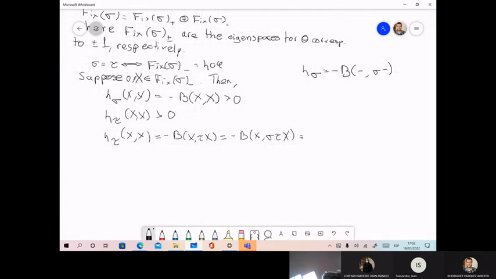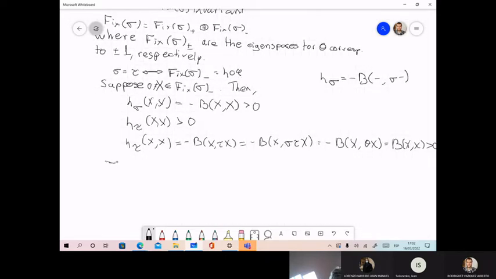Okay. So now notice that this is just minus b of x, comma, theta of x, but theta of x is minus x, so this is the killing form of x comma x. And this is y is greater than 0, so we have that the killing form of x comma x is both greater and lesser than 0. So we have that sigma equals tau.